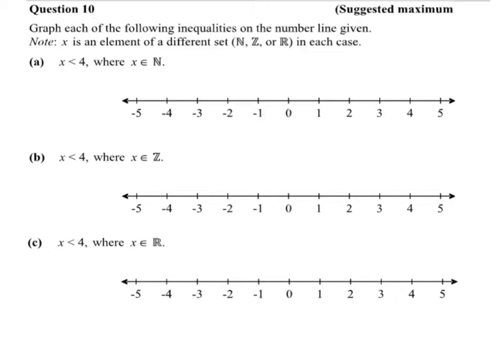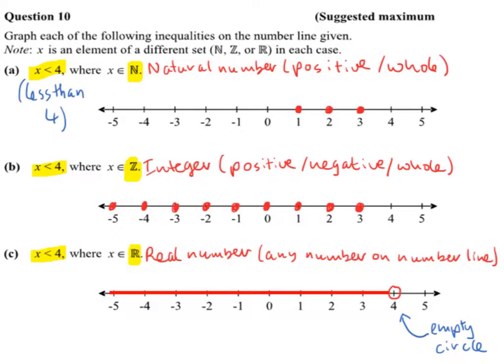Question 10. Graph each of the following inequalities on the number line given. Note, x is an element of a different set, N, Z, or R in each case. Part A. x is less than 4, where x is an element of N. N is a natural number, it's a positive whole number.